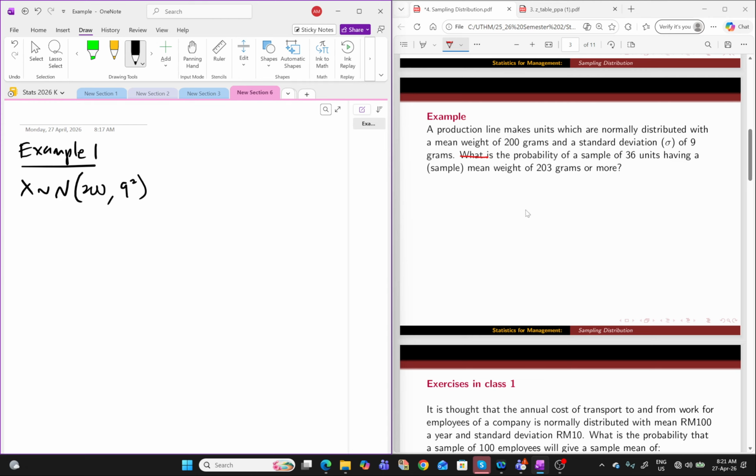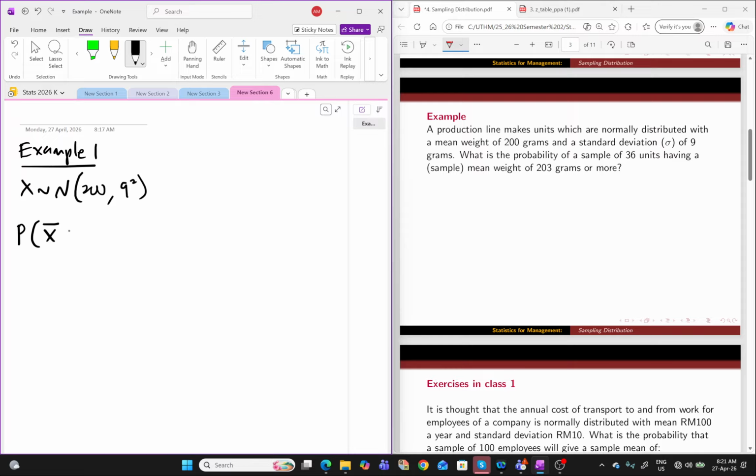Now in sampling distribution we are going to see the mean weight of a certain sample. Okay, 36 units. If I choose 36 units here, what is the probability the mean is greater than some number? So here the mean we're going to write like x bar. Previously we wrote x. Now since we are considering the mean, we write the mean for sample. The notation is x bar.